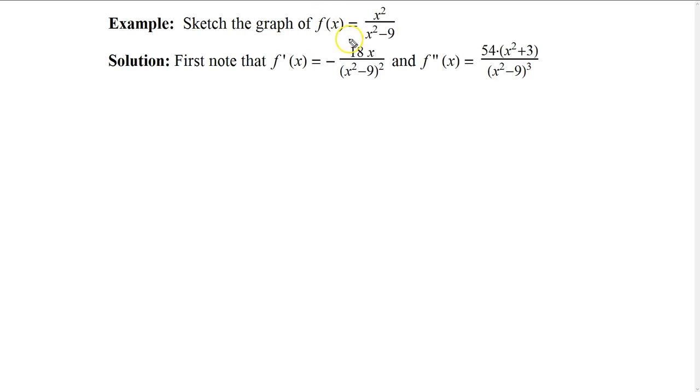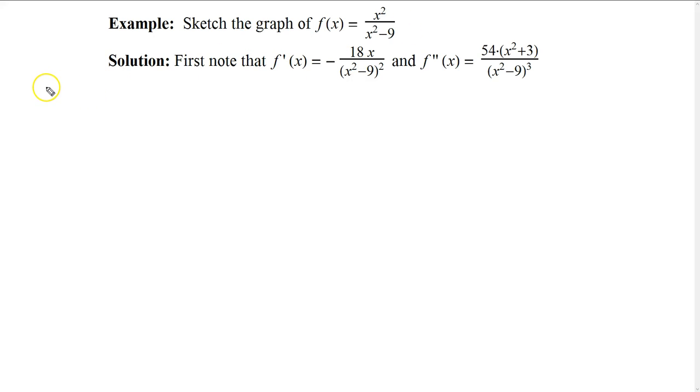In this example, we want to sketch the graph of the rational function x squared divided by x squared minus 9. Now we're given the first and second derivatives for this function, and you should verify that you can do these by hand. You just have to use the quotient rule when you're differentiating.